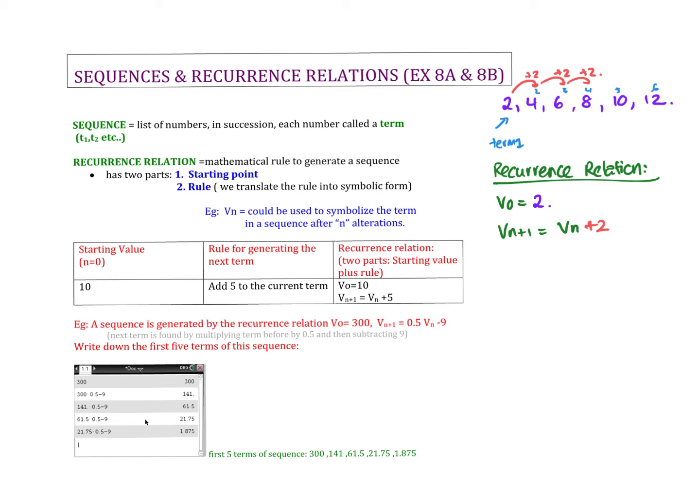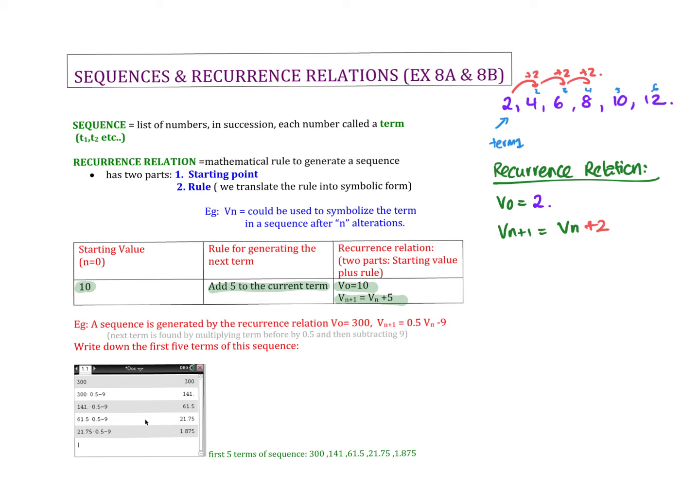Okay, so here they've got another example. They said start with 10, and they said the rule was to add 5. So you can see they've written V0 is 10. How do I get the next one? I write Vn and I add 5 because that's what the rule is saying.